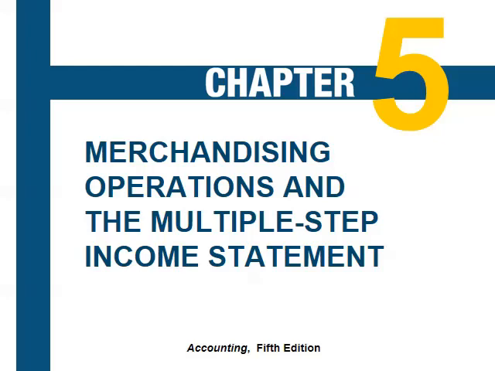We're in Chapter 5 now. We're talking about merchandising operations and the multi-step income statement. So we're just changing gears a little bit. In Chapters 1 through 4, we always assumed that a company was a service company, and now we're going to deal with a merchandising company.